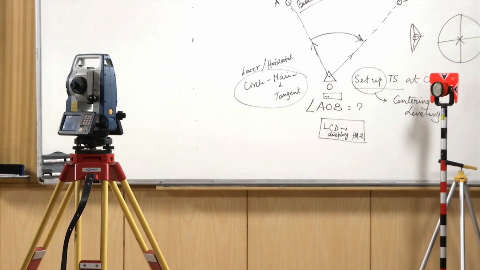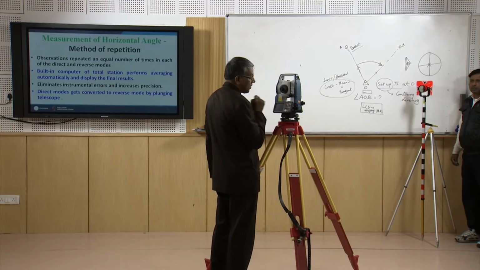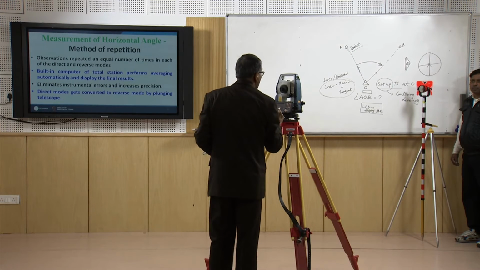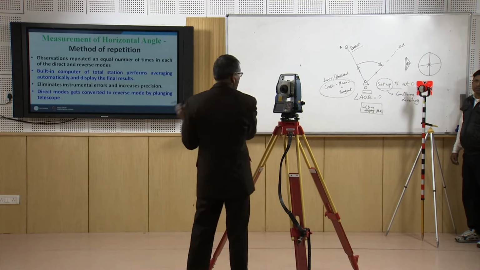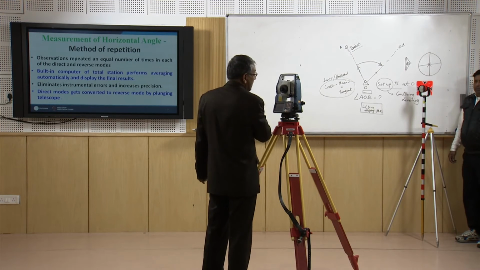Now I have perfectly bisected it, and now you can see there is a reading of 92 degree 49 minute 40. So this angle is 92 degree 49 minute 42 second, and there is an error of 6 seconds. So I can say that the angle is 92 degree 49 minute 48 second.